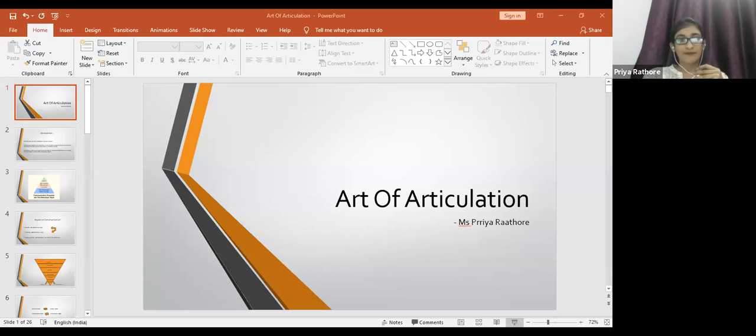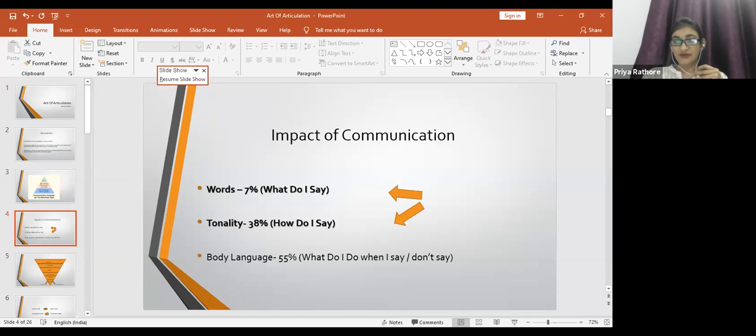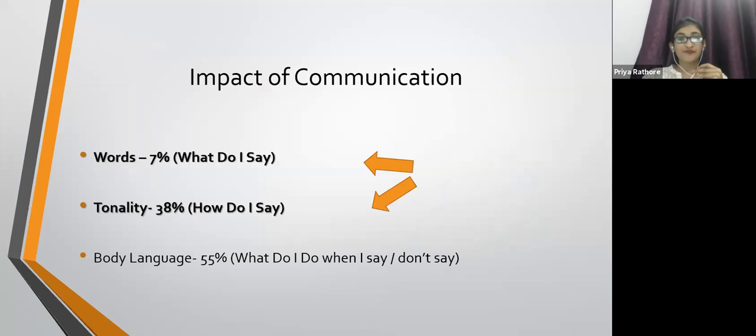So, okay, like I said, in this session, our focus of attention would only be on the other two components, that is words and tonality. So to bring that in, I have an inverted pyramid of communication where we have a complete breakup of many things. There is a breakup of a speech.